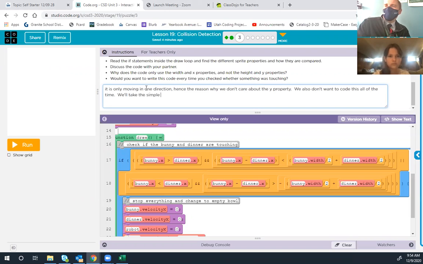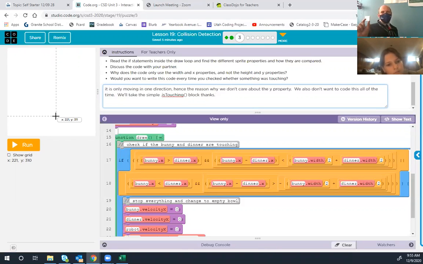We'll take the simple is touching block. What this is doing is looking at the bunny X and the dinner X. It's saying that if the bunny X is greater than the dinner X and the bunny X minus the dinner X is less than bunny.width divided by 2 plus dinner.width divided by 2, or the bunny X is less than the dinner X and the bunny X minus dinner X is greater than negative bunny width divided by 2 plus dinner width divided by 2, then they're touching. That's essentially what it's doing. It's comparing the locations of the two and seeing if the X for the bunny and the X for the dinner are a width apart.